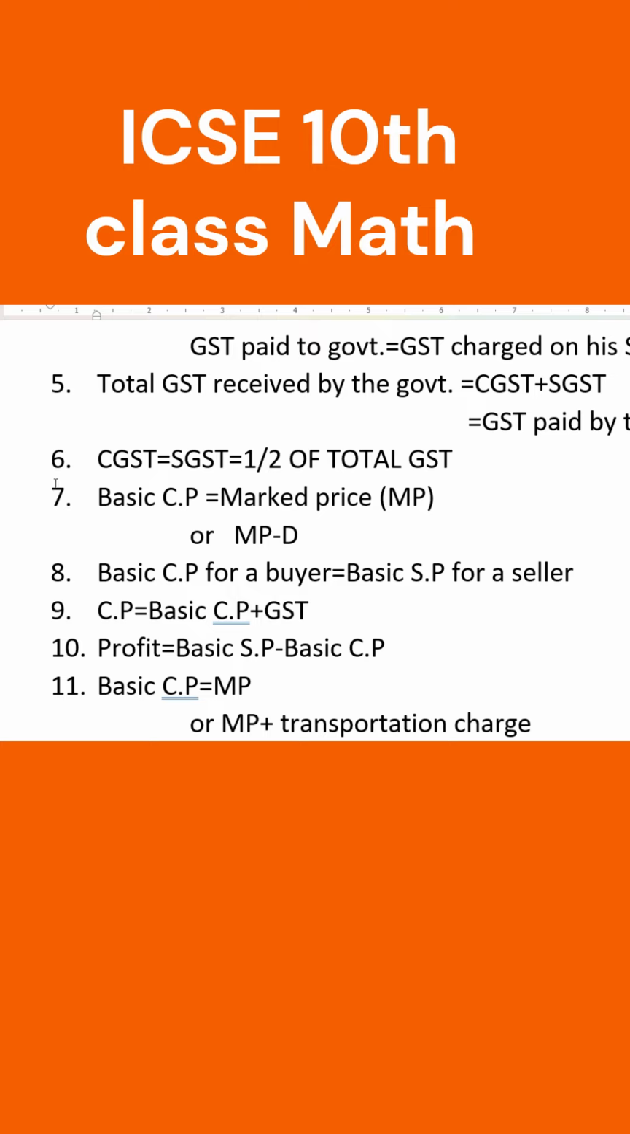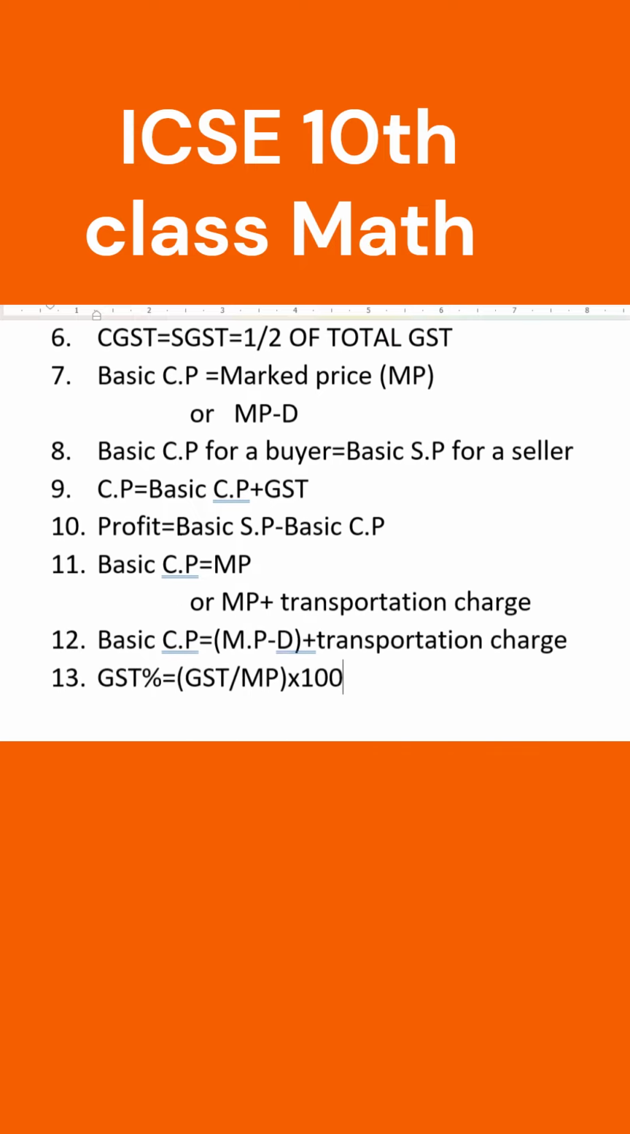So, central GST equals state GST equals half of total GST. Okay. Now, basic CP. What is basic CP? Basic CP is your marked price. Marked price is known as basic CP. Marked price is also known as list price, printed price. That is your basic CP.